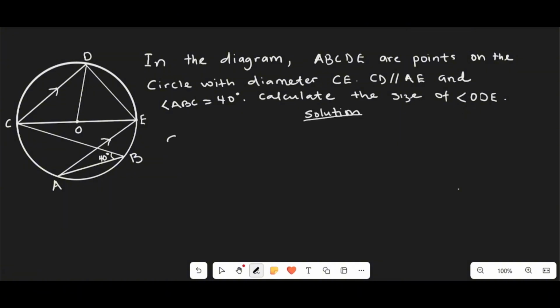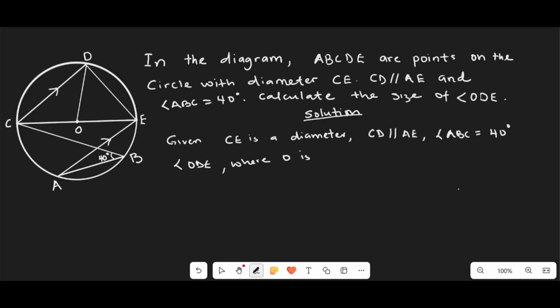Solution: given CE is a diameter, CD is parallel to AE, angle ABC equal to 40 degrees, and we are told to find angle ODE, where O is the center.